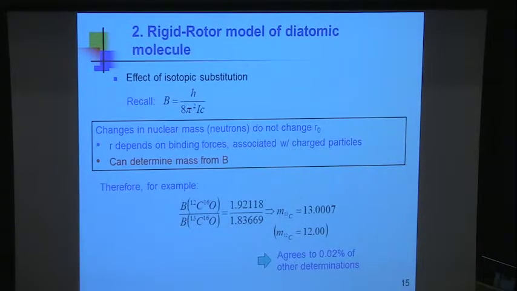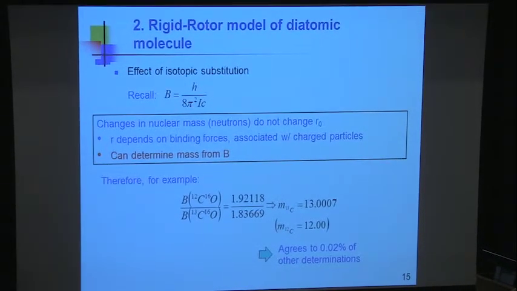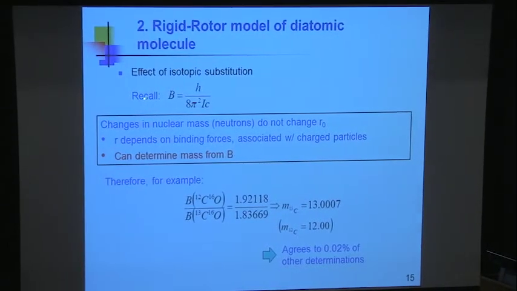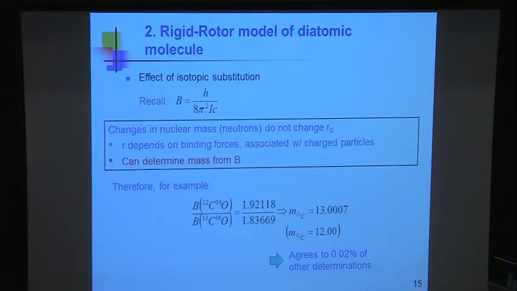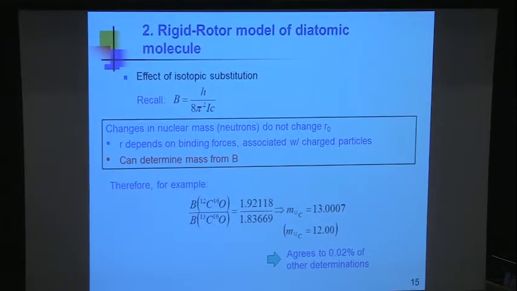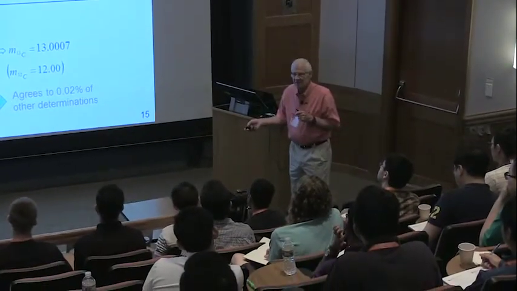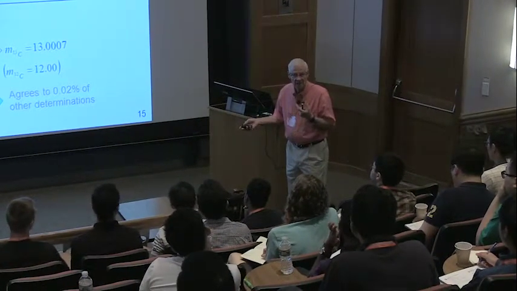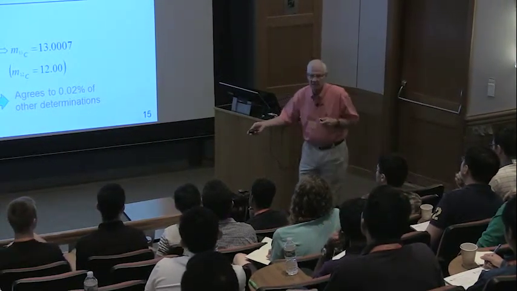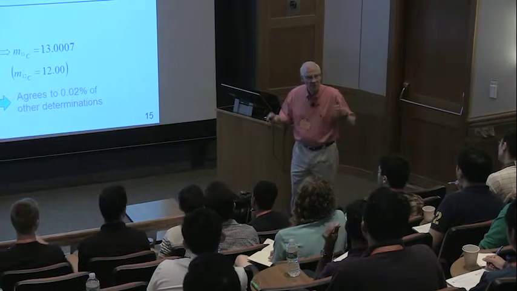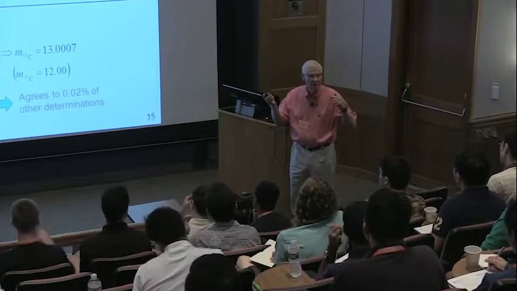Now, what about isotopic substitution? We know that B is h over 8 pi squared Ic. What happens if you go from carbon-12 O-16 to carbon-13 O-16? You change the masses, you change the moment of inertia. Have you changed the internuclear spacing? No, because the internuclear spacing is set by electrical forces, independent of the masses.